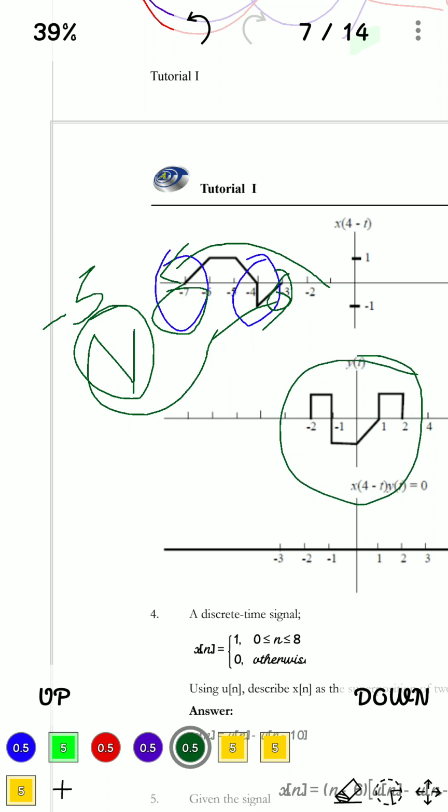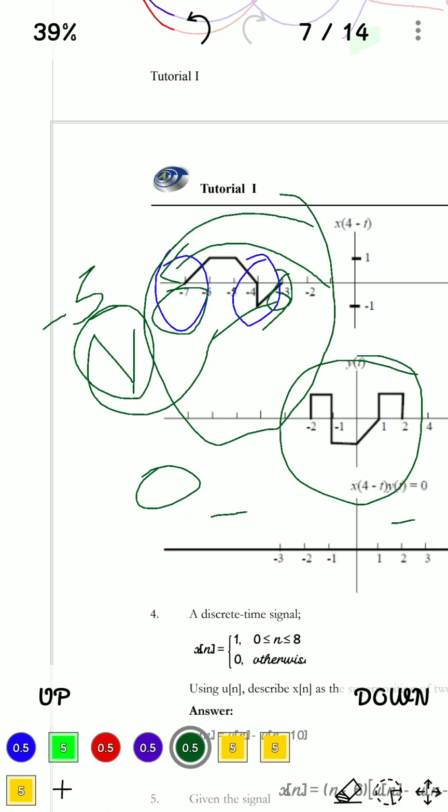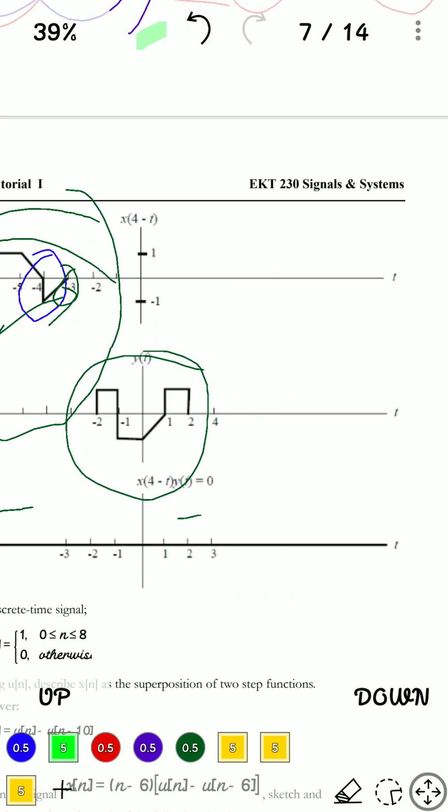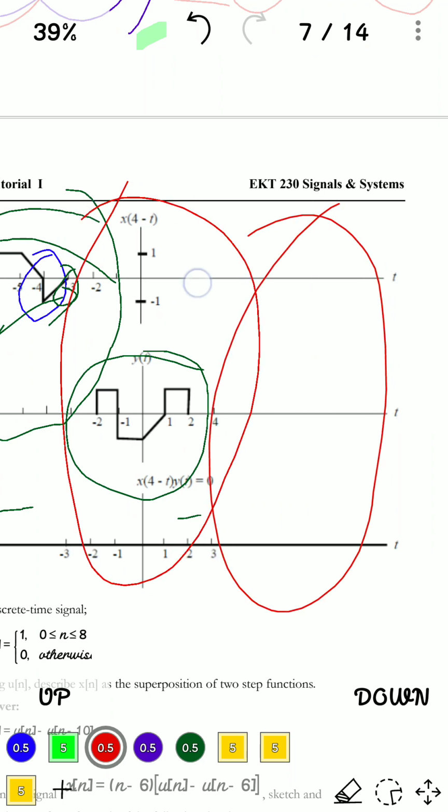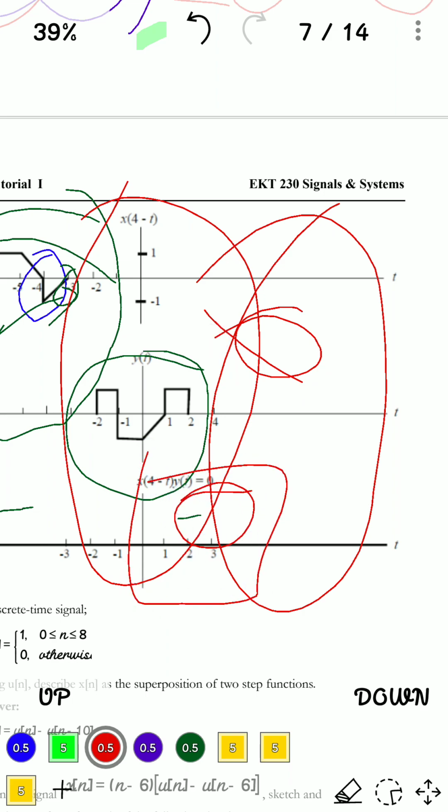And you can see here that it is just 0, because from here to here there is no signal, so it is completely 0. And from here to here also there is no signal, and from here to here also there is no signal, so it's completely 0. So therefore I can say that this signal is completely 0. So for x of 4 minus t into y of t, your signal is completely 0, right?